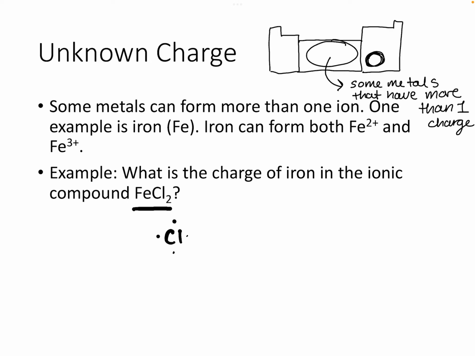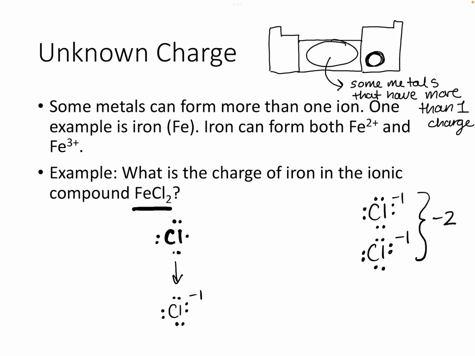So we saw before chlorine has 7 valence electrons, which means it wants to gain 1 electron to become like a noble gas. So if it gains that 1 electron, it now has an extra negative. So it's going to be a -1 ion. Now, we do have 2 of those. So let's just write down a picture here. We've got 1 chloride ion, 2 chloride ions in our ionic compound. So that's an overall -2 charge.